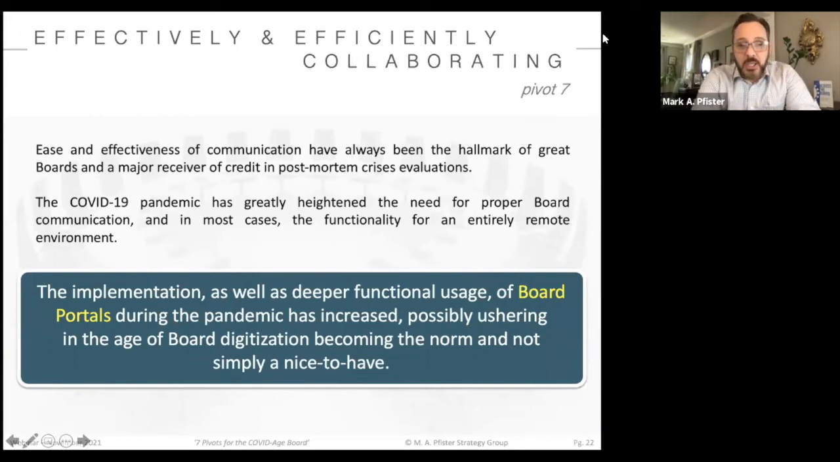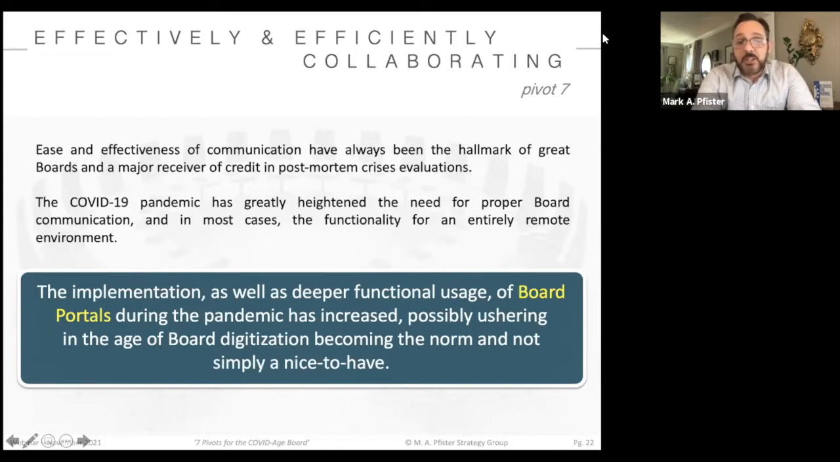How are they communicating? So the COVID-19 pandemic, unsurprisingly, has greatly heightened the need for proper board communication, and in most cases, the functionality for an entirely remote environment. Many of the boards I work with are still operating in a remote environment. They still have not met in person since the start of the pandemic. We'll start to see that come back. I've already seen in multiple cases that the in-person meetings are starting to show up on the calendars again for 2022.